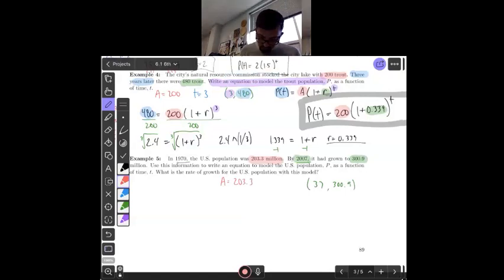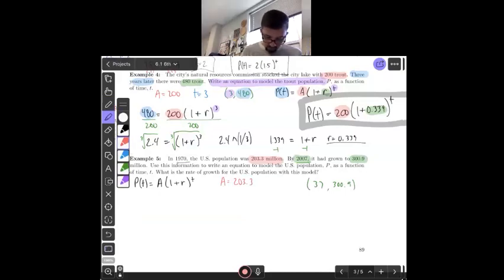We'll write a model equation of the US population P as a function of T. R is the growth rate. So P of T equals A times 1 plus R to the T. This is a growth problem. So we need to know A in order to be done with this, and we need to know R. So we definitely have A, and we have this other value, which should be our T, and then this P of T. So you can see that once we plug all that in, the only thing we won't know would be R. So we're going to go ahead and solve for R again.